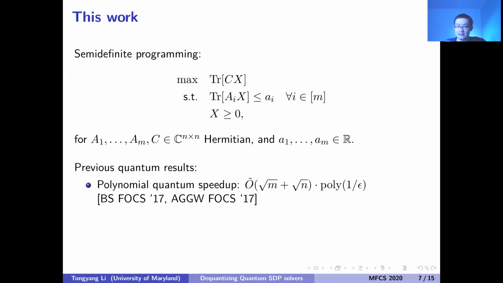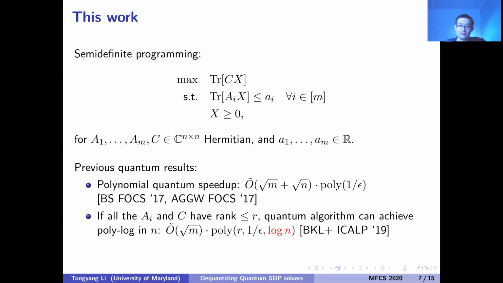For instance, previously a quantum algorithm could reach a cost of square root of m plus square root of n, where m is the number of constraints and n is the dimension. Classically, for both parameters, the cost is at least linear. That is the reason why this is called a polynomial quantum speedup.